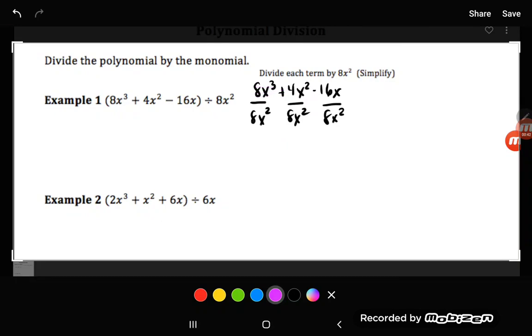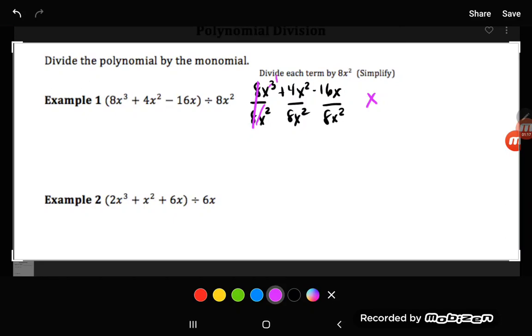So for the first set of terms, I have 8x to the third divided by 8x squared. I can immediately look at this and know that 8 divided by 8 is going to give me a 1. Now let's look at the x terms. So I have x to the third divided by x squared. And if you remember your exponent rules, you subtract exponents. So x to the third divided by x squared should give us 1x.